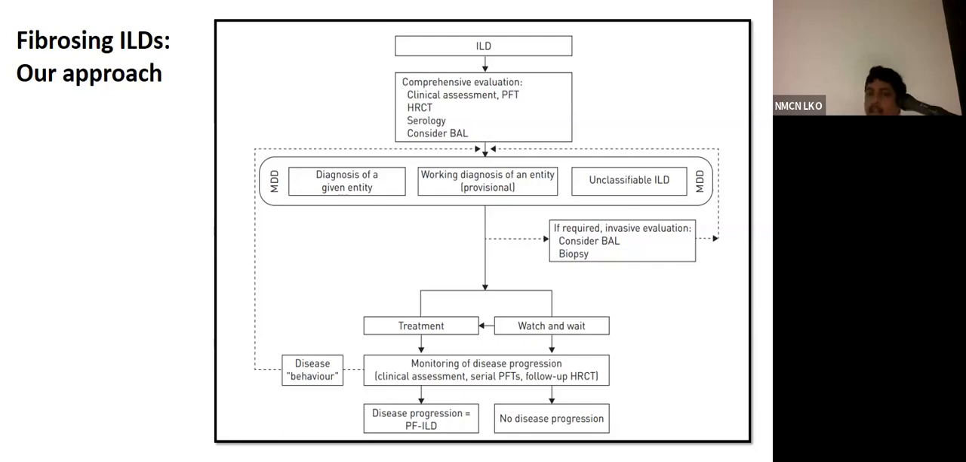After this MDD, we put the patients either on treatment or kept them on wait and watch. Subsequently, we monitored these patients for disease progression on follow-up. We did it by clinical assessment, serial pulmonary function test monitoring, and follow-up HRCT every 6 months. Patients whose clinical, radiological or functional status worsened with disease progression were considered to have PF-ILD. Those with no disease progression were considered to have a variety of non-PF ILDs. So this was the strategy we took during our study.